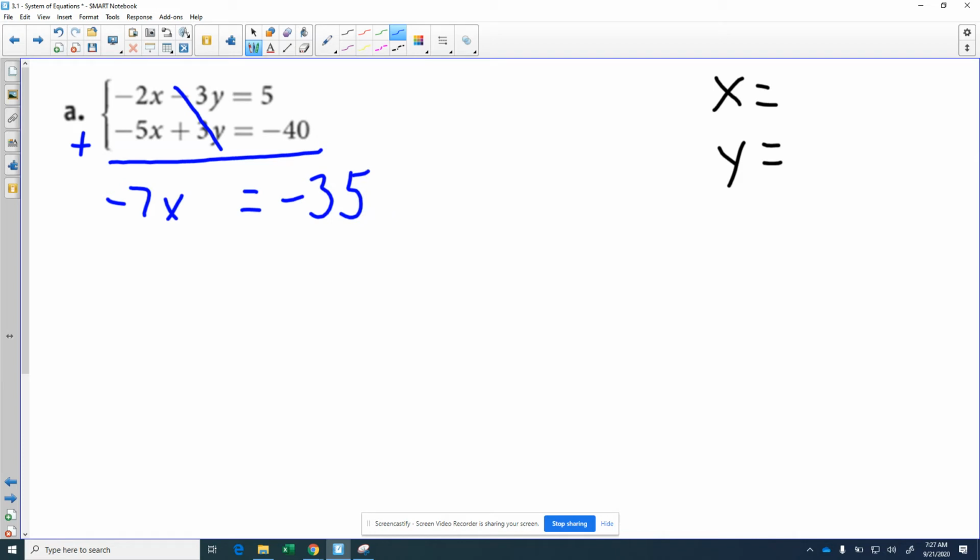Once we take that step, all we have left is the equation negative 7x equals negative 35, which, easy enough, we can go ahead and solve for x. We divide by negative 7 to get x equals a positive 5 as an answer. Okay?